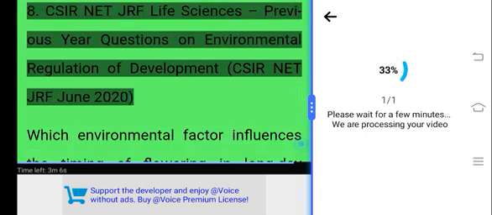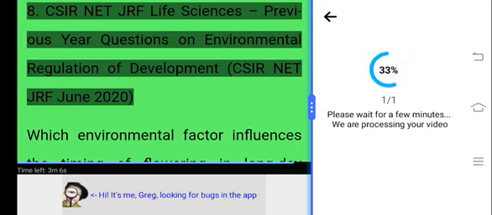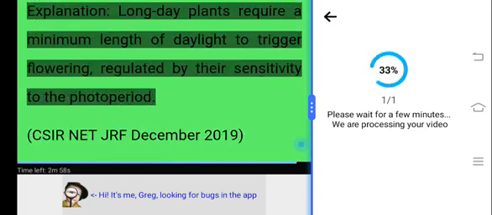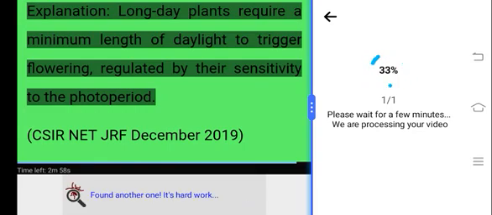8. CSIR NET JRF Life Sciences. Previous year questions on environmental regulation of development. CSIR NET JRF June 2020. Which environmental factor influences the timing of flowering in long day plants? Answer: photoperiod, length of daylight. Explanation: long day plants require a minimum length of daylight to trigger flowering, regulated by their sensitivity to the photoperiod.